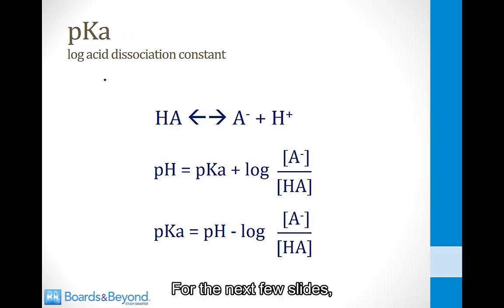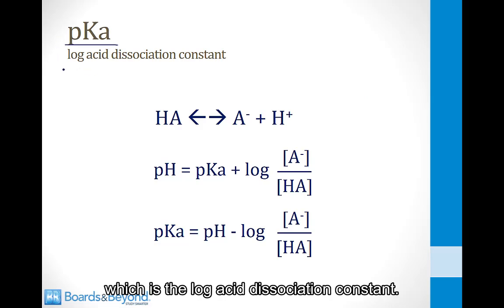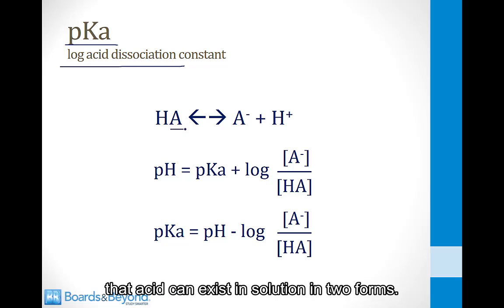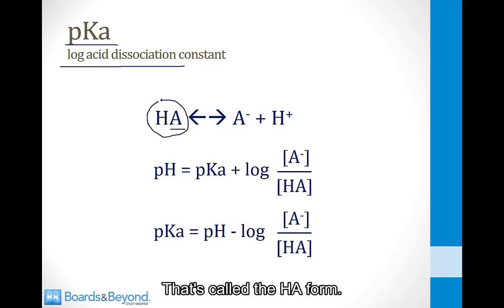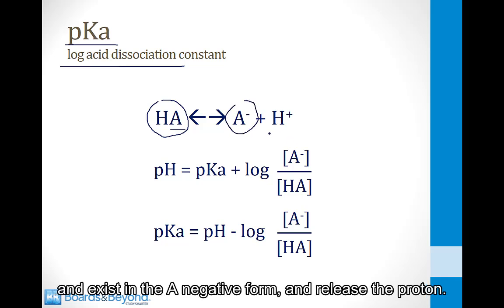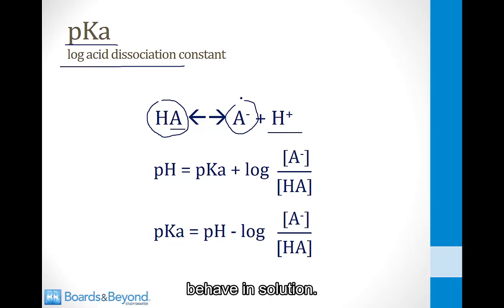For the next few slides, I'm going to talk about the acid-base behavior of amino acids, and we're going to start by defining the term pKa, which is the log acid dissociation constant. So for any acid, which I've noted by the letter A here, that acid can exist in solution in 2 forms. In one form, it can be holding onto a proton. That's called the HA form. In the other form, the acid can dissociate from the proton and exist in the A negative form and release the proton. And this is how acids, including amino acids, behave in solution.